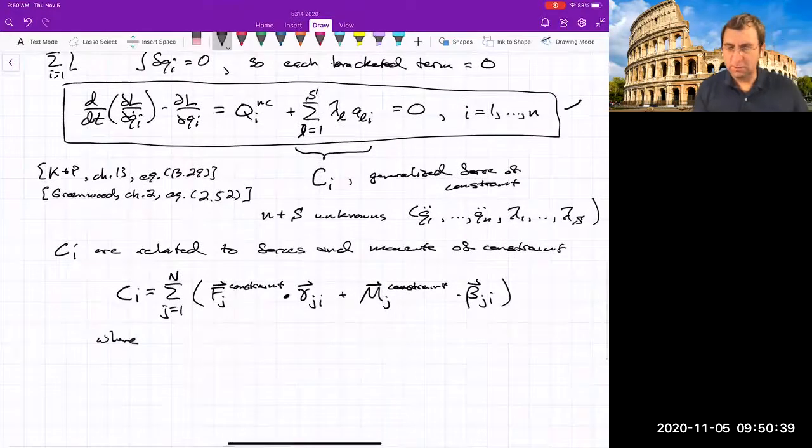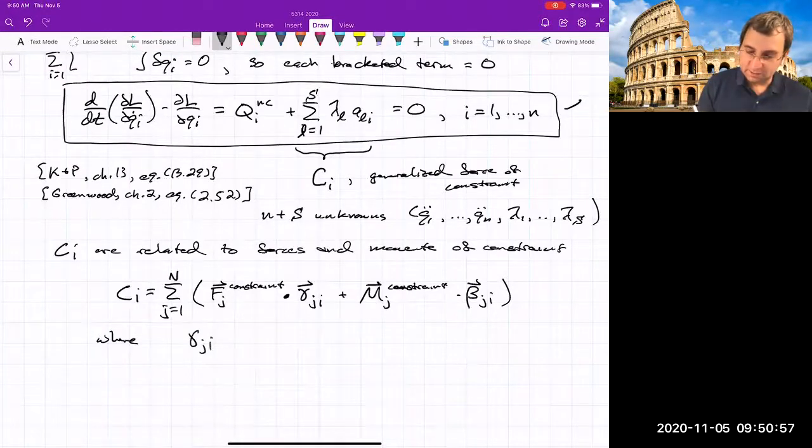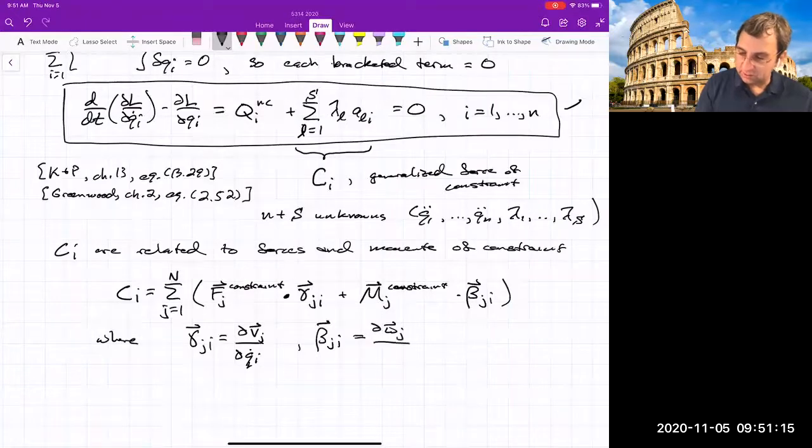So this is the same form as you would write the non-conservative forces, but instead of F_j constraint, it'd be F_j non-conservative applied force. These are forces that maintain constraints. And we've shown this before, but what are these projection vectors? Just to remind us, gamma_ji is the partial derivative of the inertial velocity of the jth particle with respect to q_i dot, and beta_ji is partial omega_j, the angular velocity of the jth body, partial q_i dot.